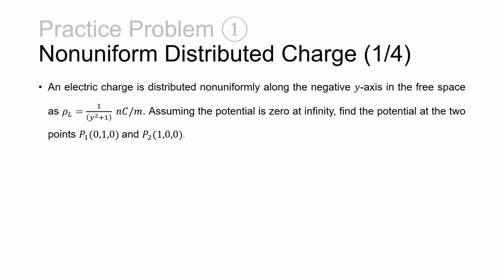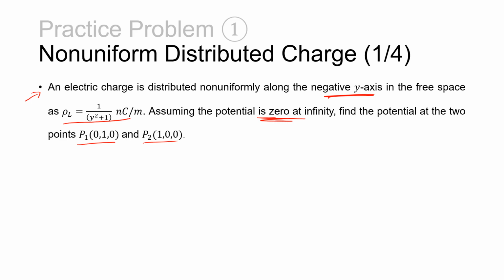The problem statement is: an electric charge is distributed uniformly along the negative y-axis in free space with rho_L equal to 1 over y squared plus 1 nanocoulomb per meter. Assuming the potential is 0 at infinity, find the potential at the two points B1 (0, 1, 0) and B2 (1, 0, 0).